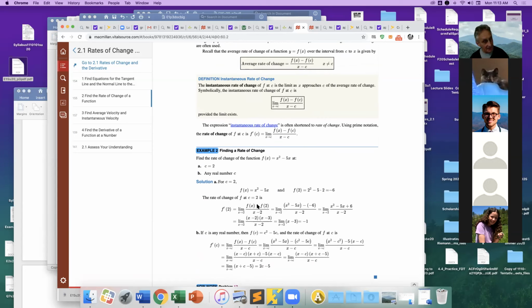The limit stays until you plug in the 2. So you plug in the original function here, f of x is that. Then you subtract, and you have to calculate f of 2. Well, they show it here. F of 2, plug 2 in here, you get 4 minus 10, that's negative 6. So you get f of x minus negative 6 over x minus 2.